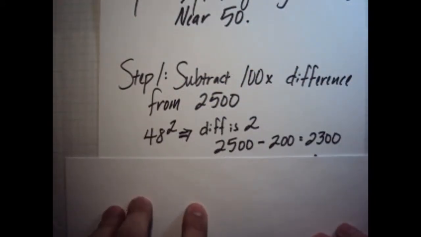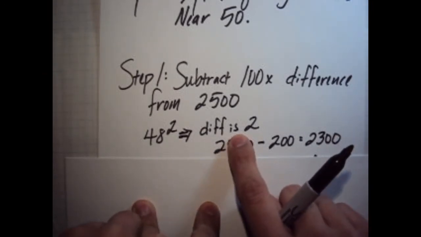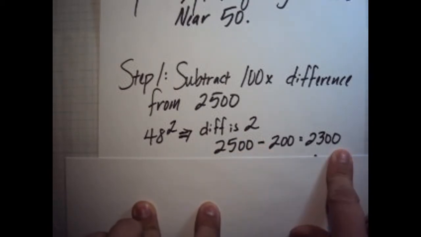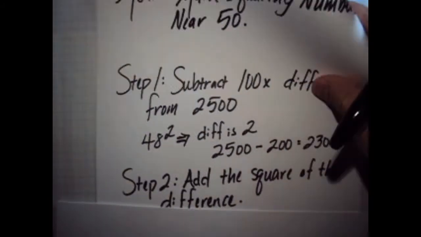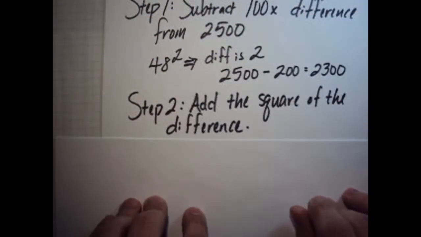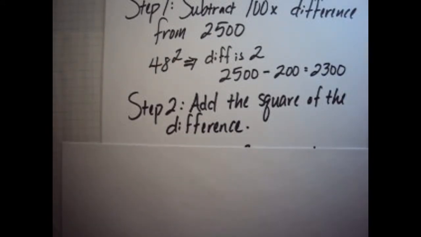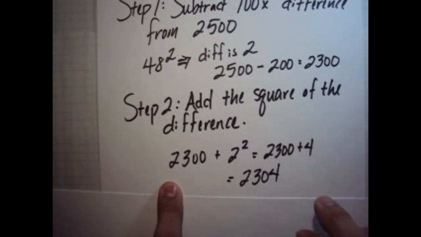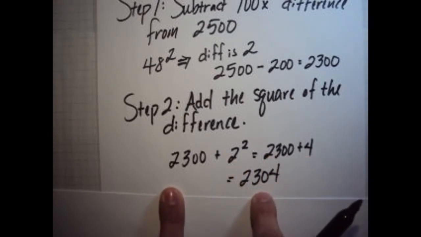For example, if we're doing 48 squared, our difference in this case is going to be 2. So we're going to take 2,500 and subtract 200. That gives us 2,300. Okay, now we're not finished yet. The second step is we're going to add the square of the difference back. So in our example 48 squared, we're going to take 2,300, that was where we ended on the first step, and add back 2 squared. That was our difference. So 2,300 plus 4 gives us 2,304.